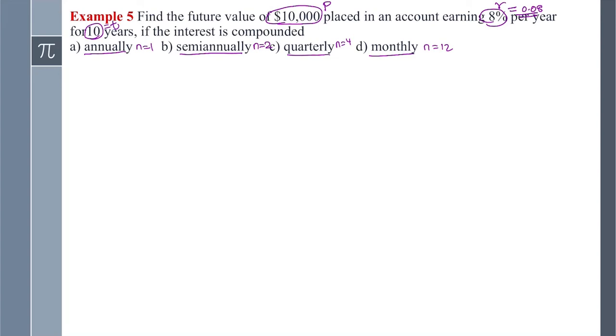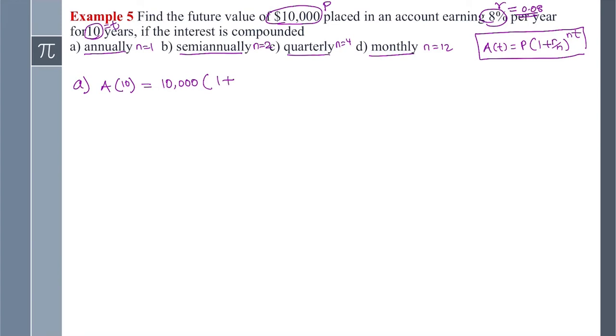So what will we have at the end? Let's go ahead and write the formula here. Our formula is A of T equals P times (1 plus R over N) to the NT. Now for A, we have N equals 1. So for A, the amount after 10 years, A of 10, equals the principal 10,000 times (1 plus 0.08, the interest rate, divided by n). For A it says annually, so n is 1, to the n times t. N is 1, t is 10, so 1 times 10 is 10.